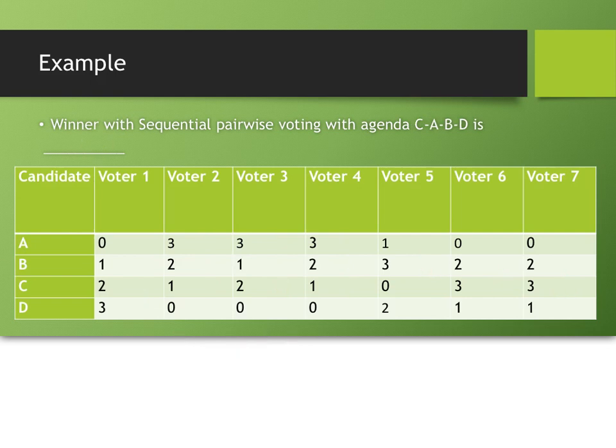So I want you to go through, and instead of having C almost at the end, let's say C starts in the front. Now let's see who wins in this case. Push pause, do the sequential pairwise voting on this, and see who wins. All right, so hopefully you did that. So C, A, B, D. C versus A. A wins.